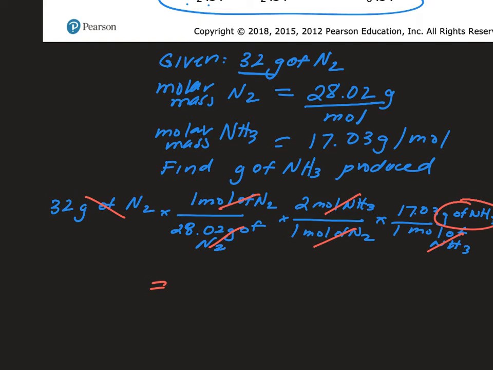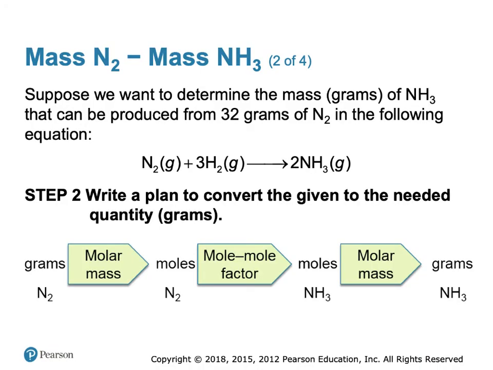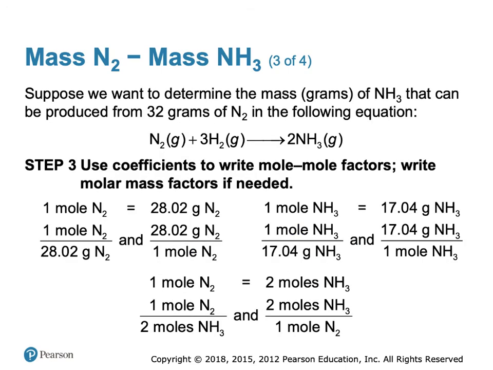So it's 32 divided by 28.02, times 2, times 17.03. And our answer is 38.89 grams of NH3. We need to have 2 significant figures, so it's 39 grams of NH3. So here, it's just stepping you through the problem, giving you a little schematic.